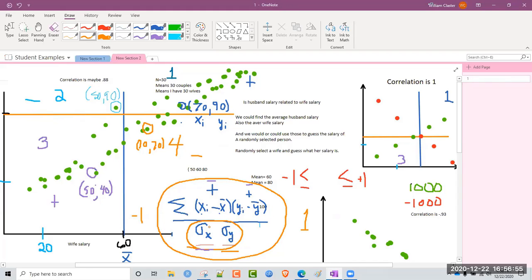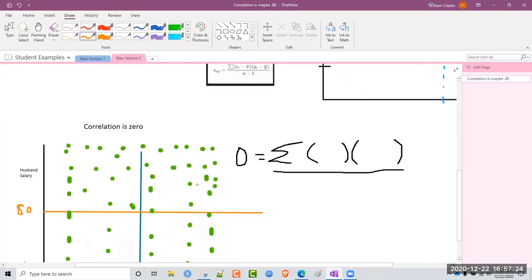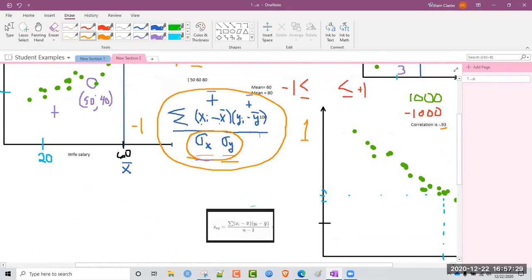So this is called the correlation coefficient. These numbers are called the correlation coefficients. Correlation coefficient is -0.93. Correlation coefficient is 0.88. Correlation coefficient is 1. Correlation coefficient for the red one is -1. Correlation coefficient for this one is 0. Okay, and what's the calculation for the correlation coefficient? It's right here.